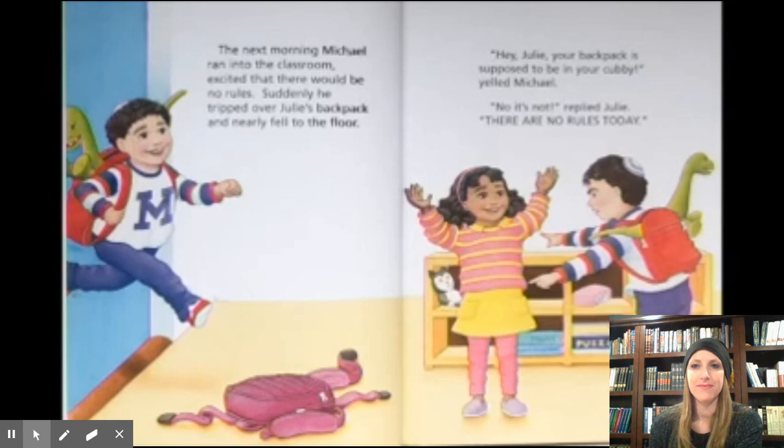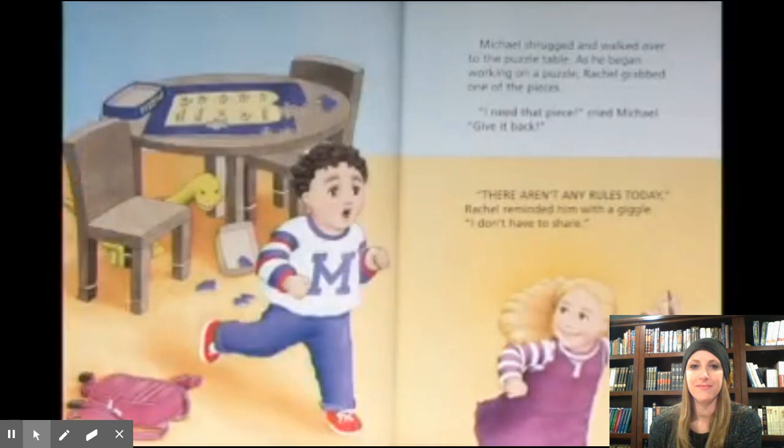"Hey, Julie, your backpack is supposed to be in your cubby," yelled Michael. "No, it's not," replied Julie. "There are no rules today." Michael shrugged and walked over to the puzzle table. As he began working on a puzzle, Rachel grabbed one of the pieces. "I need that piece," cried Michael. "Give it back." "There aren't any rules today. Haha," Rachel reminded him with a giggle. "I don't have to share."